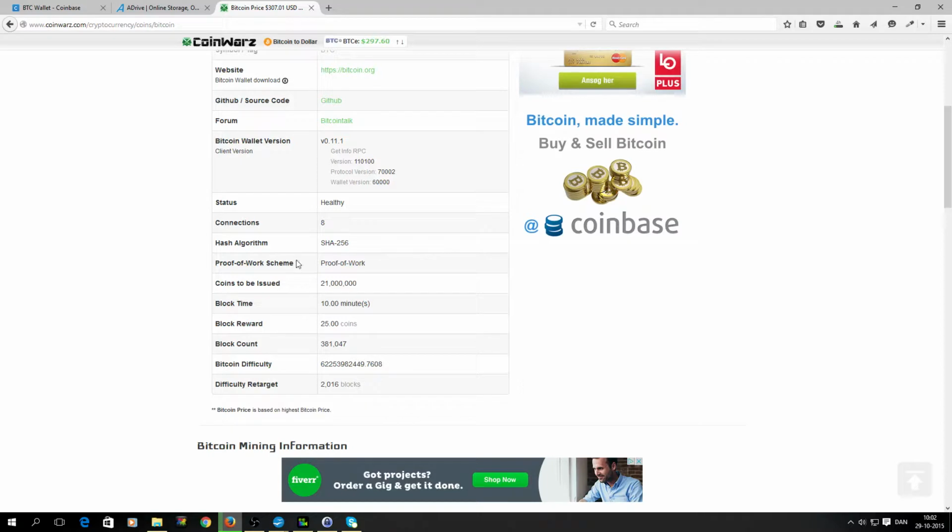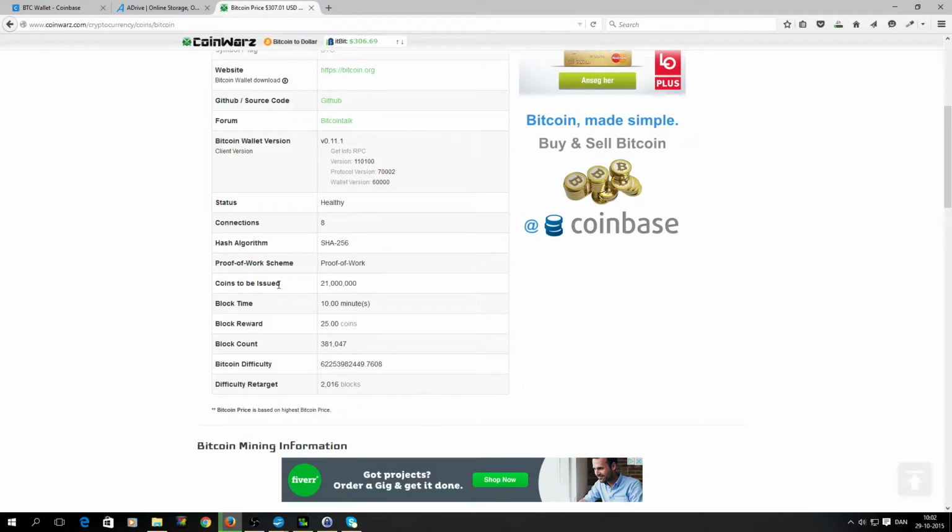The proof of work, there's alternatively a proof of stake method. I don't want to go so much into depth with that because that's not really needed for the mining. You can Google it and look into it.